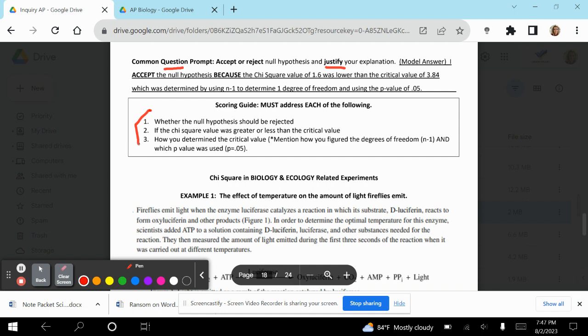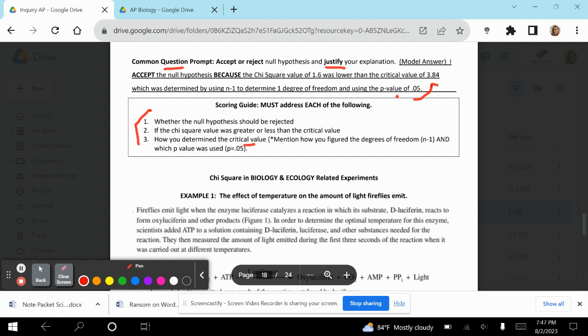Okay, so when you go to justify why you accept or reject your hypothesis, you need to indicate how you figured out that critical value. So you need to mention that you used n-1 to determine 1 degree of freedom. You need to indicate that you knew to use that p-value of 0.05, and that is what helped you determine that critical value of 3.84.